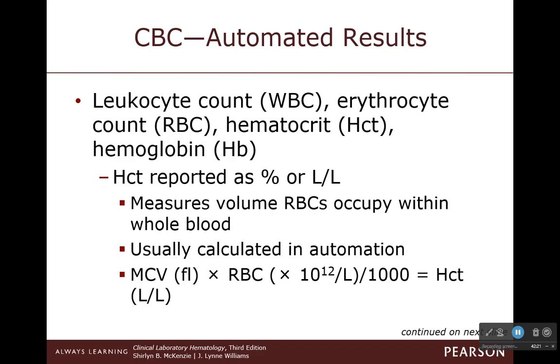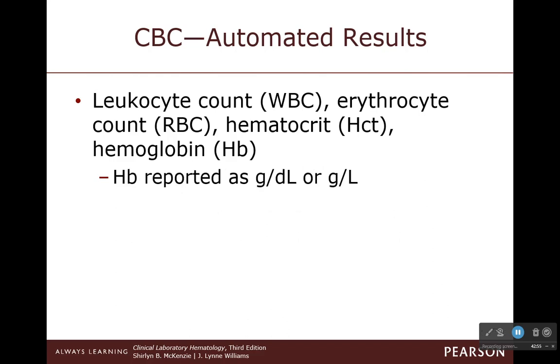What does hematocrit do? It measures the volume of the RBCs occupied within whole blood. Remember I told you guys if I put you in a centrifuge and spun you down, packed your cells to your feet, where your blood would go. It's usually calculated in automation: MCV times the RBC divided by 1,000 equals the hematocrit in liter per liter. So it's going to be a decimal number. You just move your decimal 2 places to the right and add a percent sign, is usually what you do.